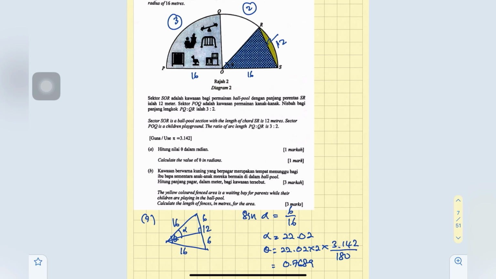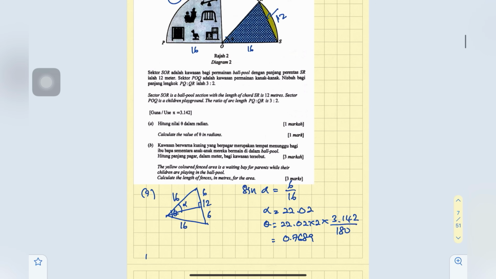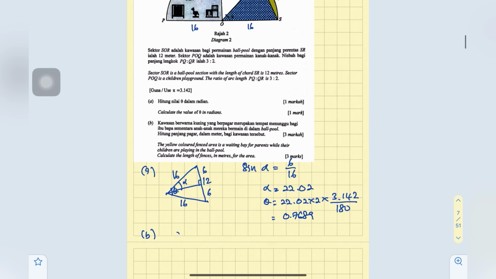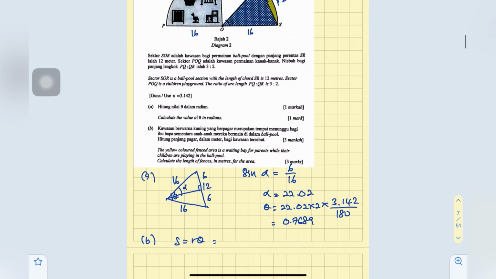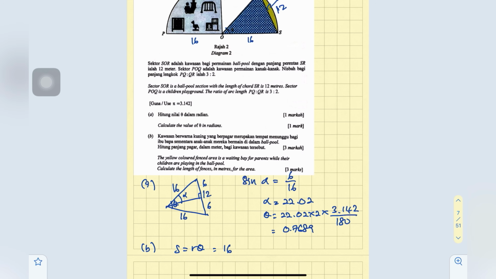Then B, the yellow coloured fence area is a waiting bay for parents while their children are playing in the ball pool. Calculate the length of fences in meters for the area. So we want to find the perimeter of the yellow area. We already know the chord is 12. So we need to find the arc length of SR by using the formula S equals r theta. Radius is 16 meter.